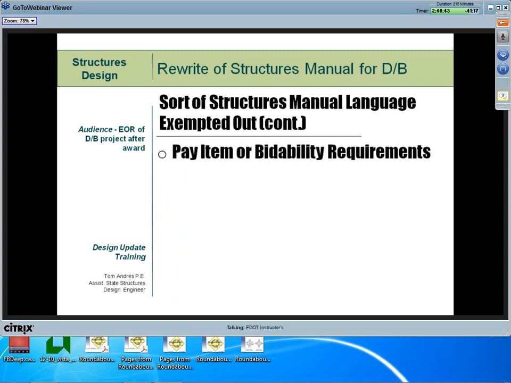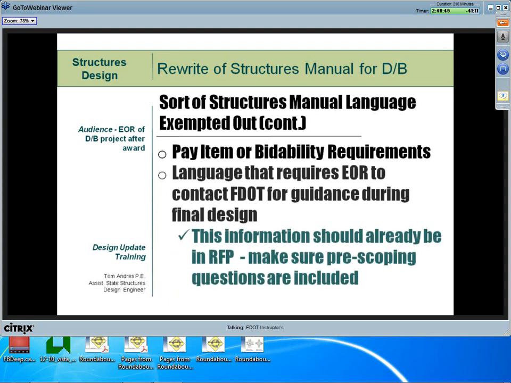Of course, we would exempt out pay item and bidability requirements. Also, we're exempting out language which requires the EOR to contact the FDOT for guidance during the final design based on specific situations. As I mentioned earlier, these situations would have pre-scoping questions to aid the RFP developer to make sure that those requirements get put in the RFP.